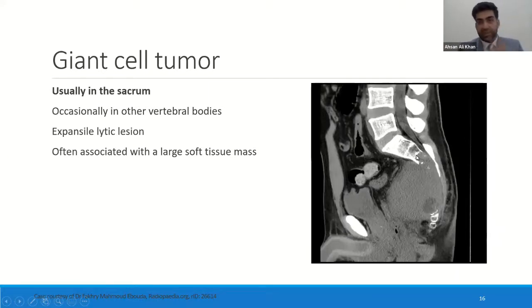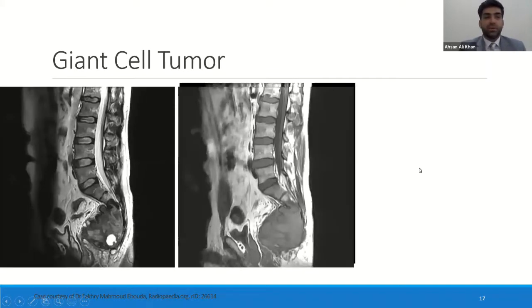As you can see, there's a lytic lesion here, and you can see the CT scan and the MRIs of the giant cell tumors here. Some heterogeneous kind of fluid levels as well in this.